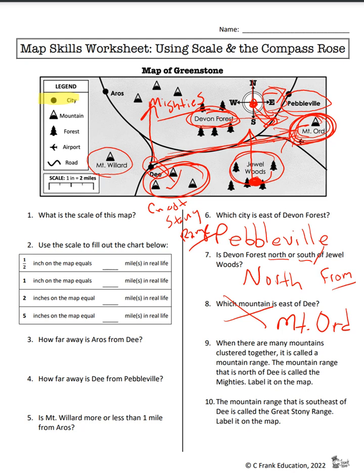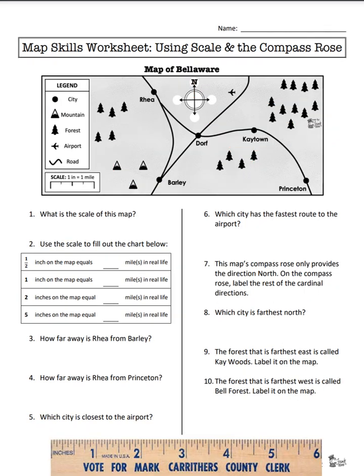The next activity, you will answer these questions on your own. It's identical to the other ones, but be careful. Look at your scale. It's a different scale this time, so be careful there. Remember to look at your legend, find your compass rose, label it, do all those things, and you'll answer those questions on your own, and we'll see how you are.